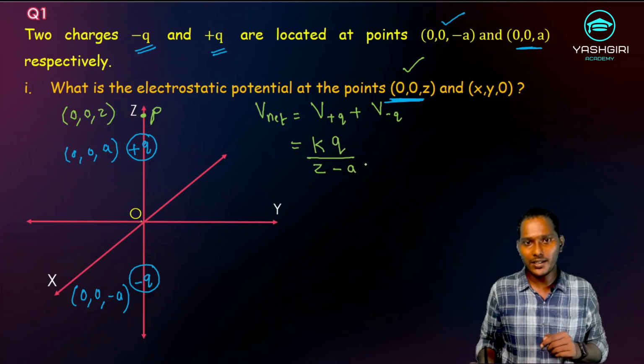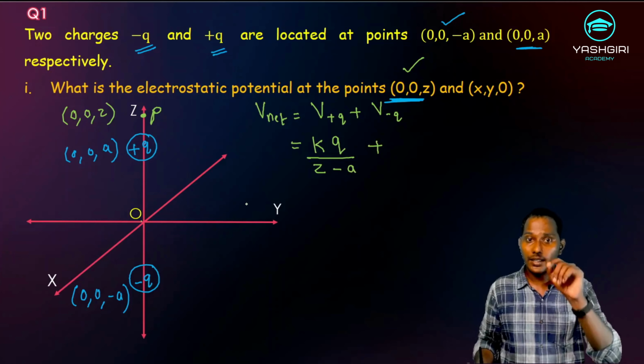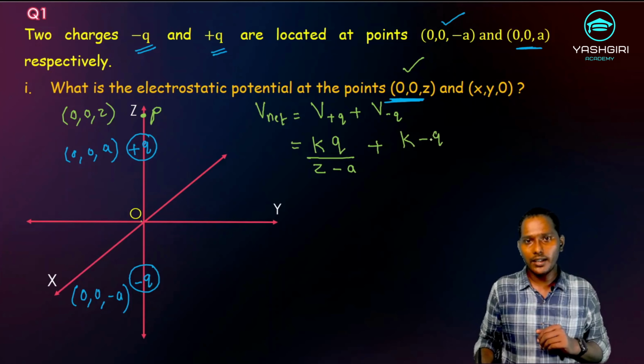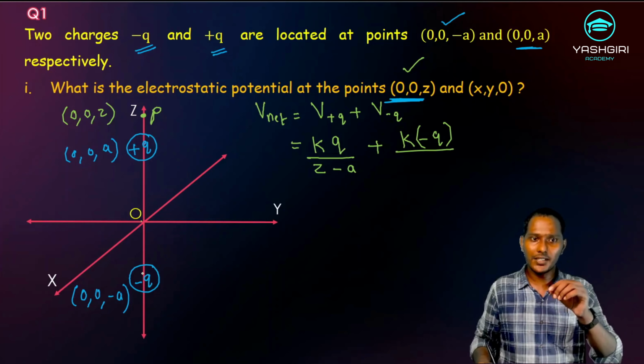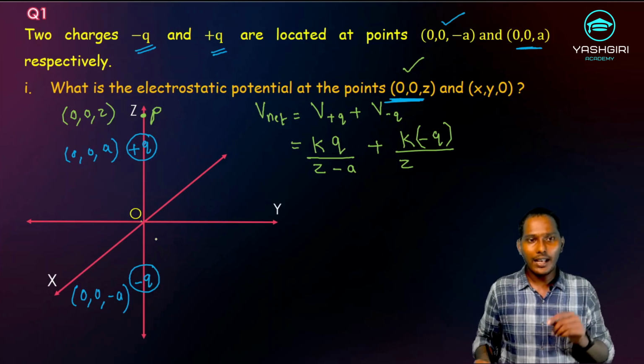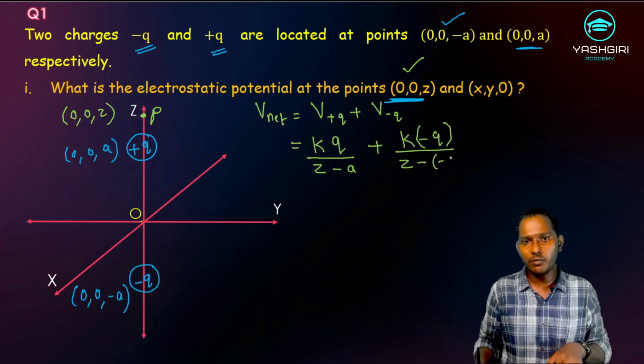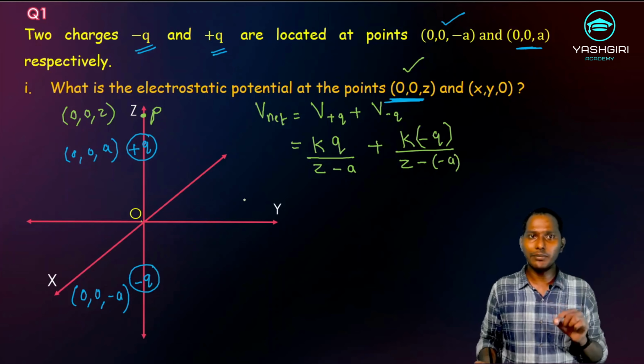So it will be Z minus A, plus the electric potential due to the negative charge, that will be, students, k times the negative charge divided by the distance from the negative charge to the point P. OP is Z, and from O to the negative charge it is A, that is negative A on the Z axis. So it will be Z minus of minus A, which gets added up there.